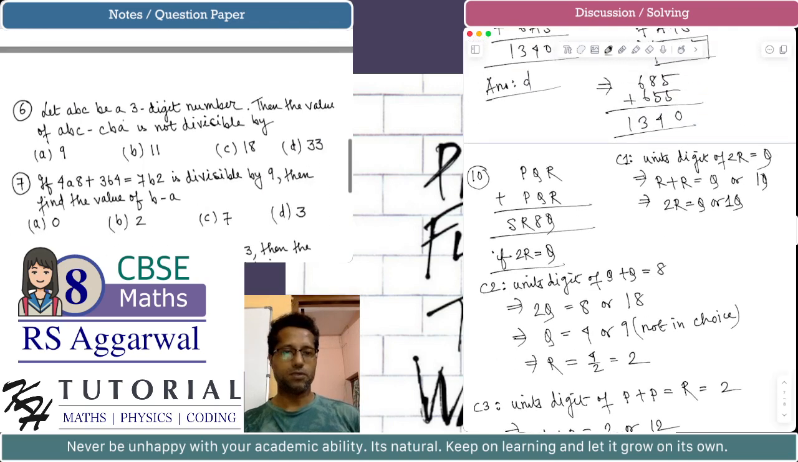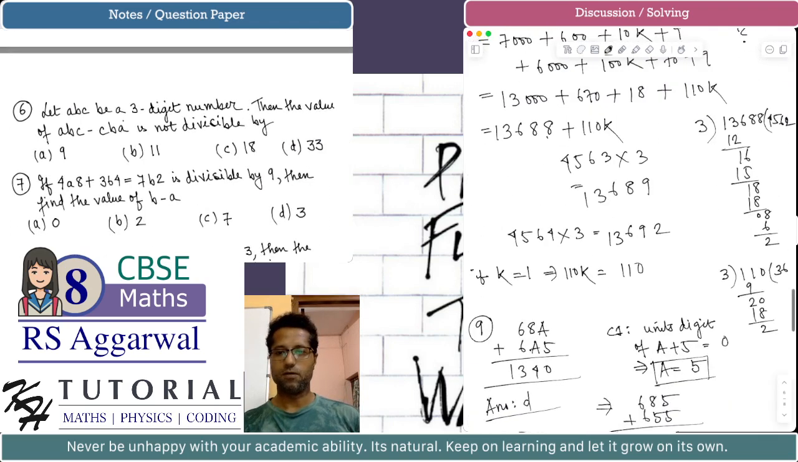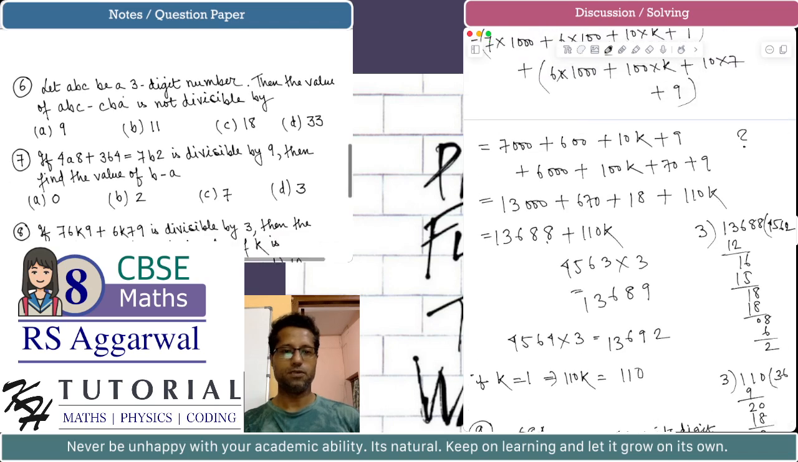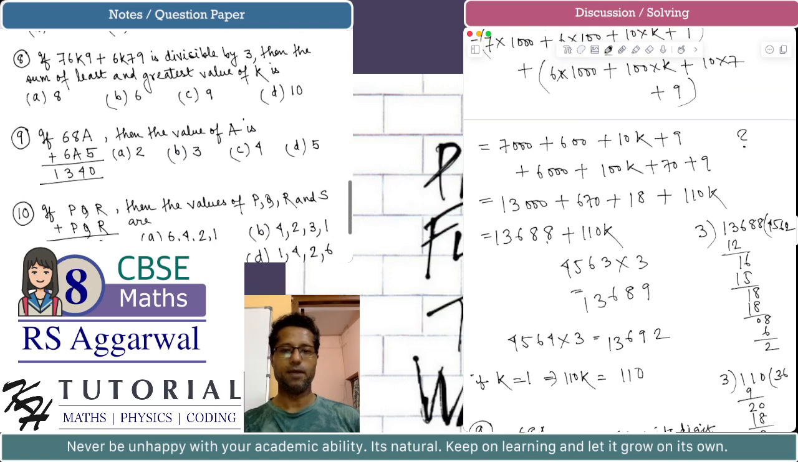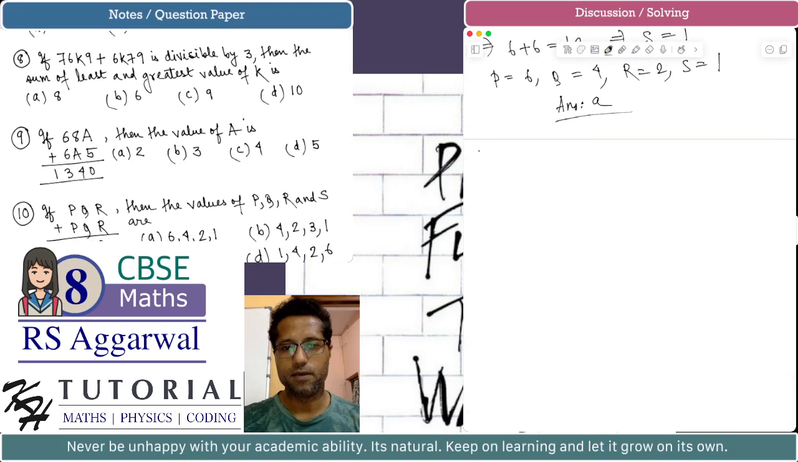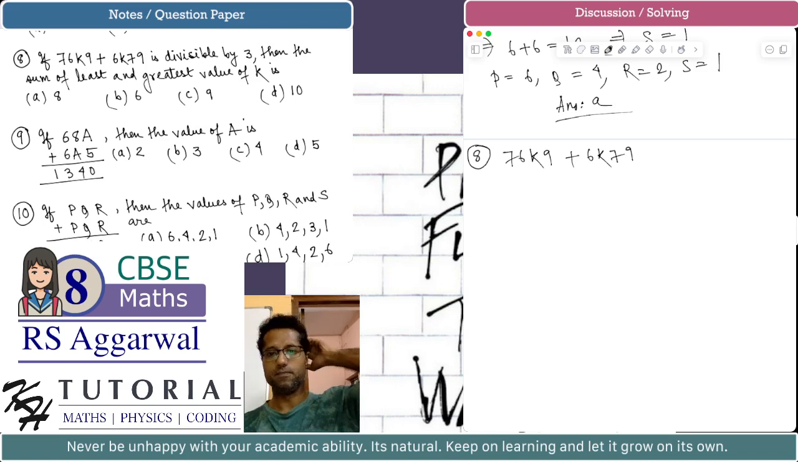Now back to the question which I could not solve, which is problem number 8. Let me give another try to see if I can solve problem number 8. The given number is the sum of two numbers, and each number is a 4-digit number. The first is 76k9 plus 6k79. This number has to be divisible by 3.